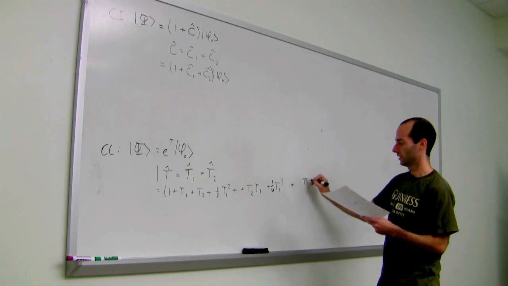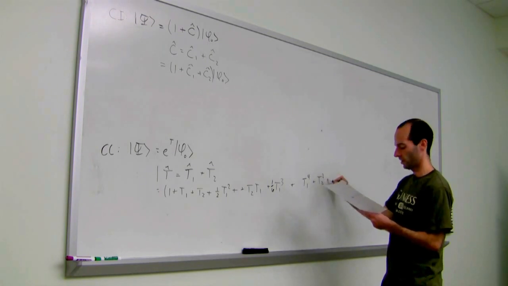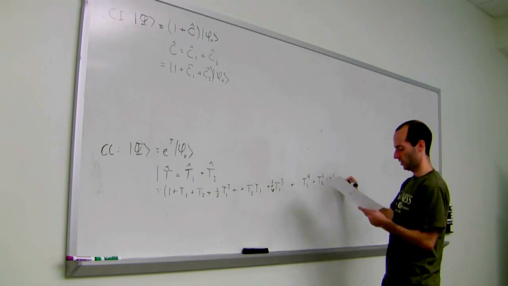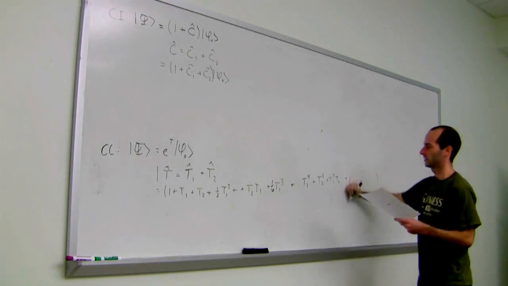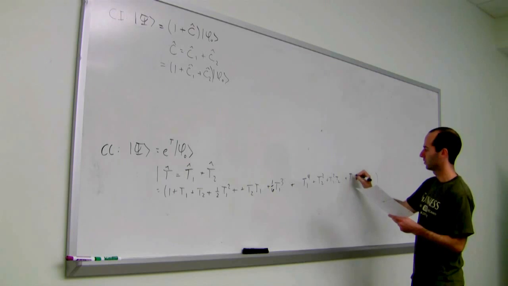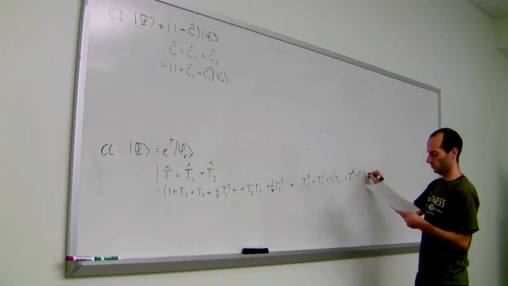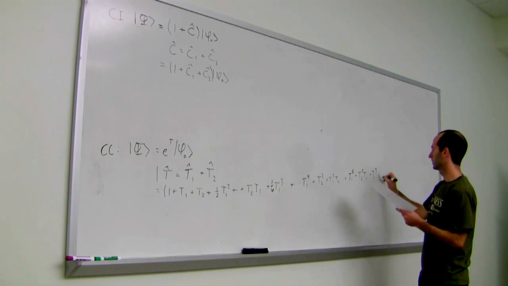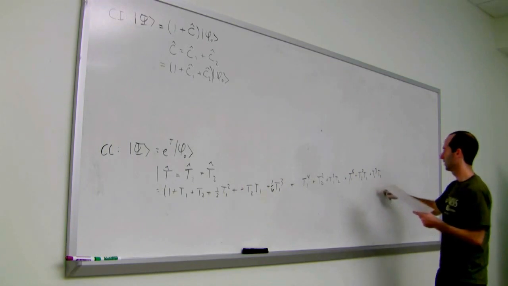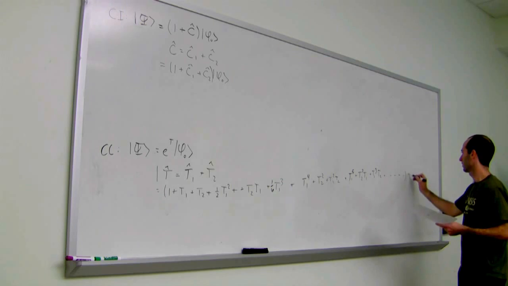So then we could have terms that are quadruple excitation. So we'd have T1 to the 4th plus T2 squared plus T1 squared T2 plus, and we go on and on. Let's say, I'll do one more. Pentuply excited functions, T2 squared T1 plus T1 cubed T2 plus forever and ever, times the wave function.